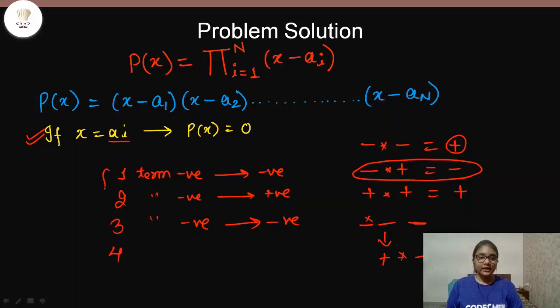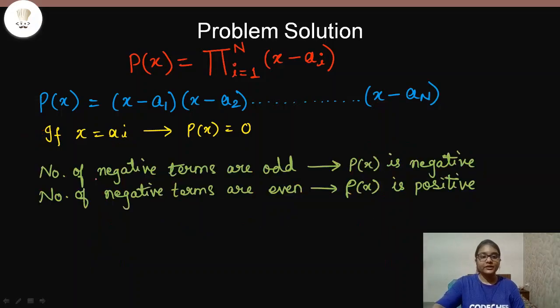Now what do we see in this? What is the pattern that we see? That if the number of negative terms is odd, then the polynomial will result in a negative sign, meaning the result of the polynomial will be negative. And if the number of negative terms is even, then the result of the polynomial will be positive.